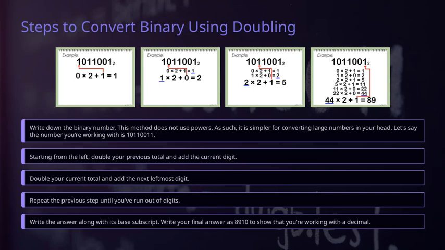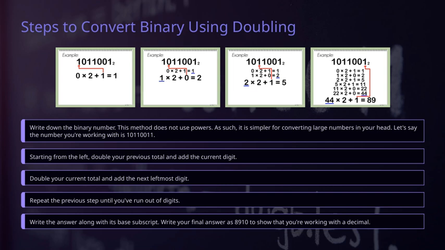All right, let's walk through the steps to convert a binary number to decimal using the doubling method. First, write down the binary number you're working with. In this example, we'll use 10,110,011. Now, this method is nice because it doesn't rely on powers, which makes it simpler for mental conversions, especially with larger numbers. Starting from the left, you'll double your current total and then add the current digit.